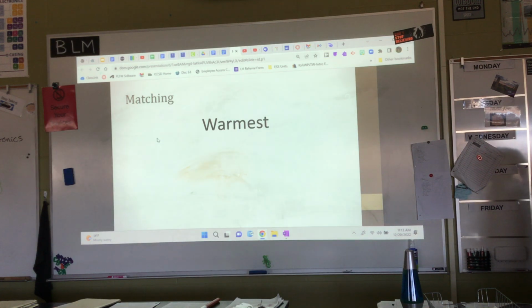The warmest is going to be what? Ridge or trench? Ridge, that's right. And then the thinnest? Ridge again is going to be the thinnest crust. And that's it. Oh, I'm sorry, the thickest is at the trench.